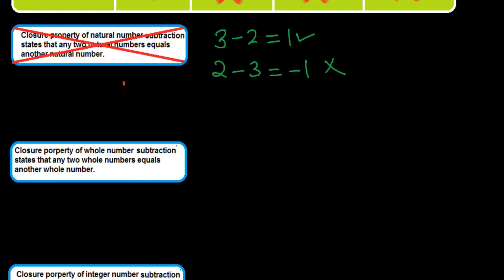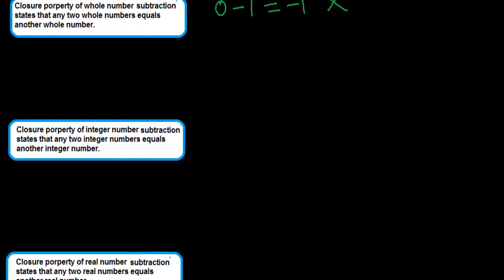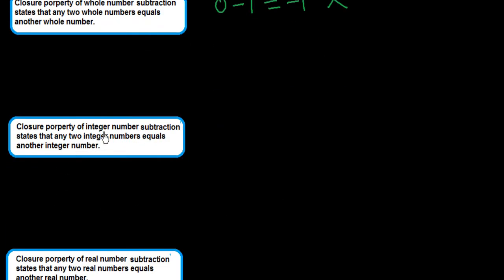If we take 0 minus 1, it is minus 1, which is not a whole number, so it is not closed here also. And now we see the closure property of integer subtraction states that any two integers give another integer.